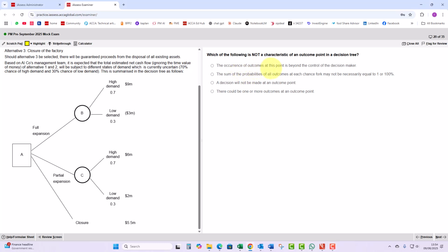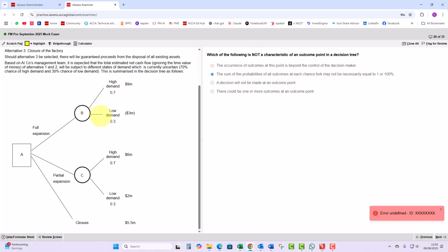The occurrence of outcomes at this point is beyond the control of the decision maker. That is true. So remember I said the decision is made here. The outcome is based on this unknown, and we use expected values and probabilities to find out the value at that point, but we cannot control it. So that is a characteristic, so it's not correct. The sum of the probabilities of all outcomes at each chance fork may not necessarily equal 1 or 100%. That is false, that's incorrect, so that's the answer.